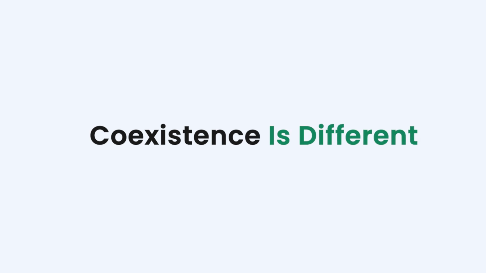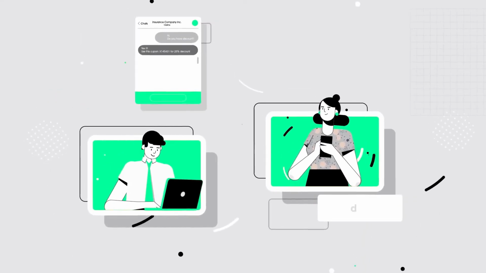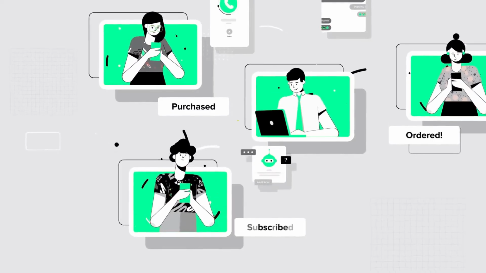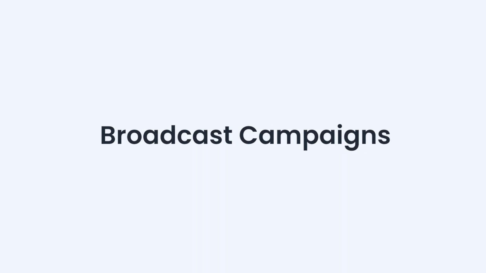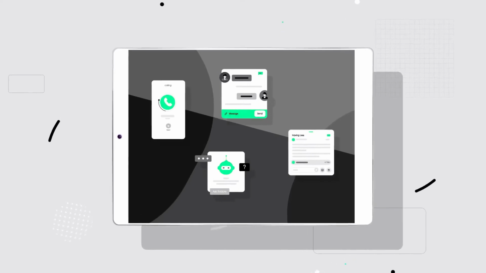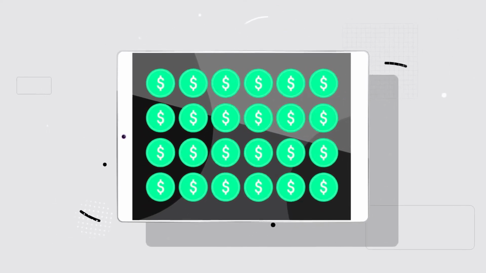Coexistence is different. It does not ask you to give anything up. With Coexistence, the same number runs on both the Business app and the Cloud API through Cunnekt at the same time. Your team keeps working inside the Business app exactly as before. Nothing changes for them on that end. And on the Cunnekt side, the API handles everything else. Automated messages, broadcast campaigns, CRM sync, chatbot replies. This works well for small teams that want API capabilities without rebuilding how they currently operate.